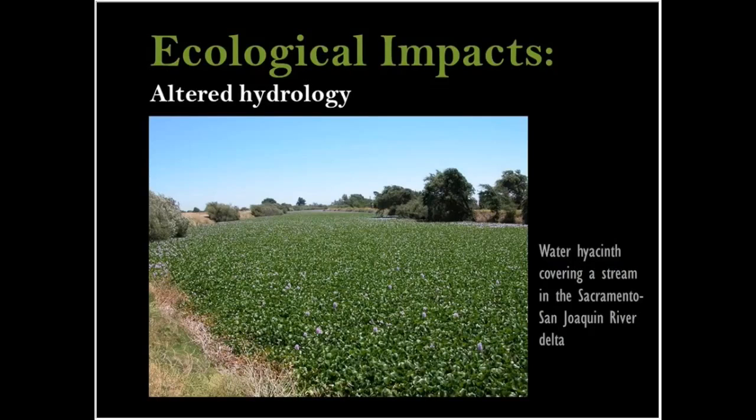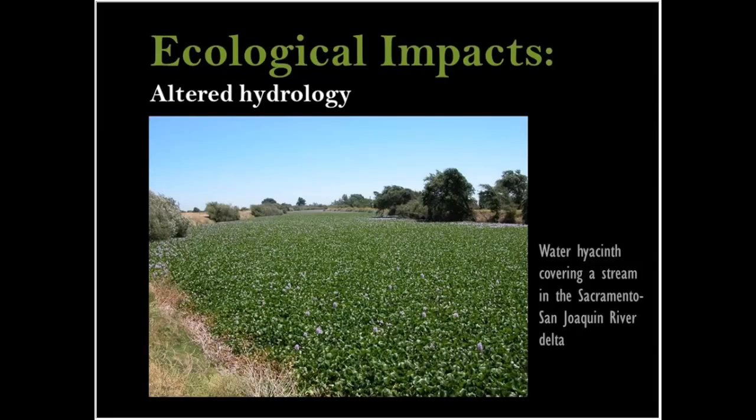Invasives can also alter hydrology, or the water cycle in the region. The picture you see on the screen is actually not a meadow, but a stream in the Sacramento-San Joaquin River Delta that has been completely taken over by water hyacinth. This not only reduces the flow of water and makes it difficult for terrestrial wildlife to access it, but it also destroys the aquatic wildlife underneath by reducing oxygen and sunlight levels.